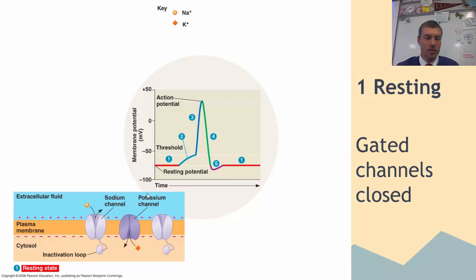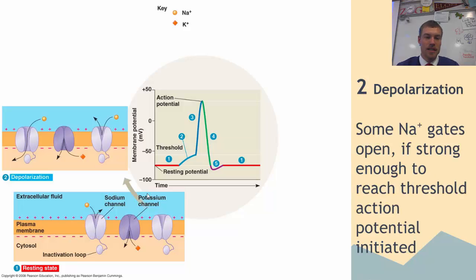So here's how this is going to work. We're at our resting potential. So we've got everything where we were. Our gated channels are closed. We've got some diffusion across that's building up our resting potential. We have a stimulus. That stimulus is going to depolarize the membrane. It allows some of the sodium ions to move through the membrane, okay?